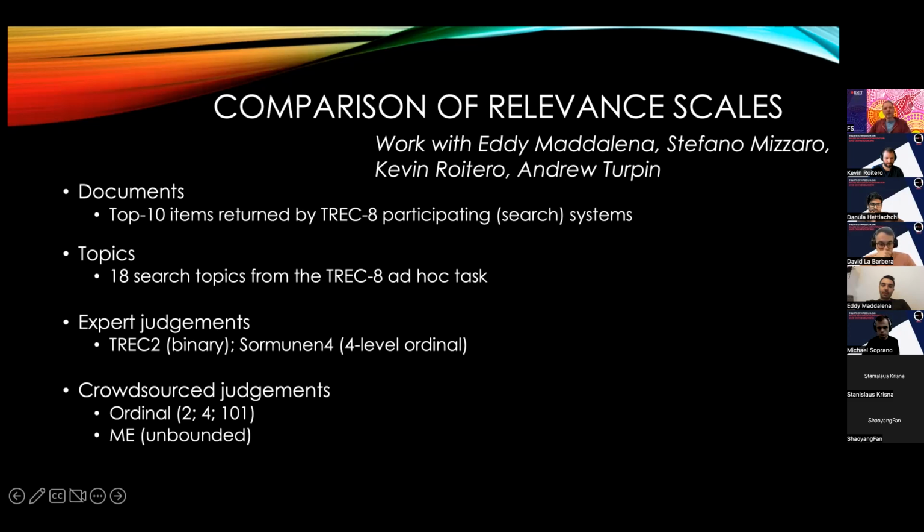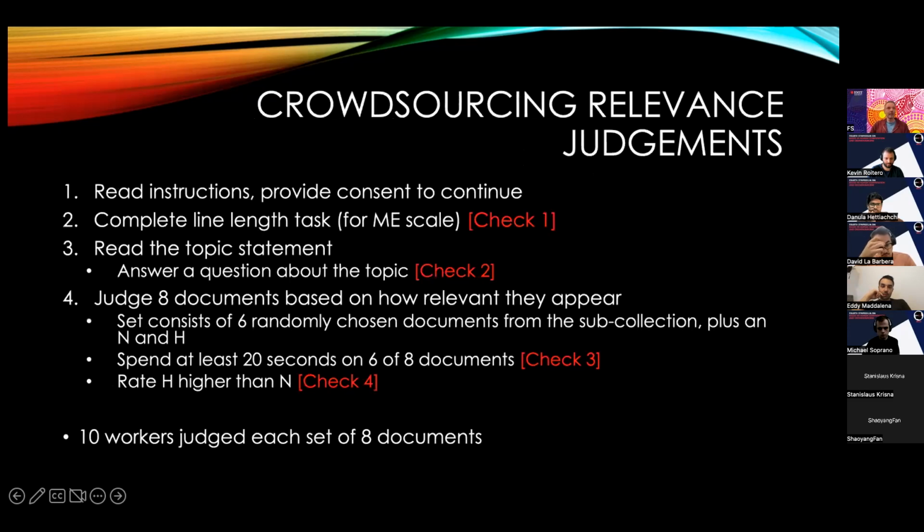And what we were then interested in doing over this progressive work was to test how this can be done by crowdsourcing. We wanted to explore different ordinal scales. So we got judgments on a binary scale, a 4-level scale, and a 101-level scale. And we also tried out this magnitude estimation process, so an unbounded scale.